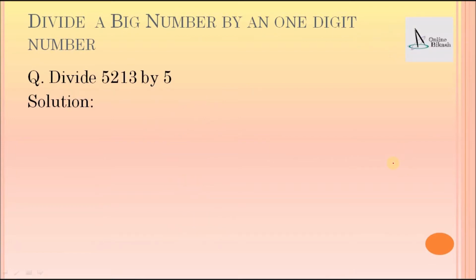Okay, so in this case, we will try to divide 5213 by 5. So let us see. First of all, we have to write like this, and after that we will try to divide digit by digit. Remember, my student, it is called long division. Okay, what division are we discussing? It is long division.